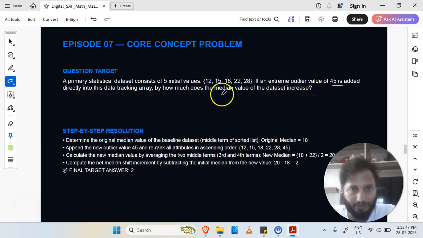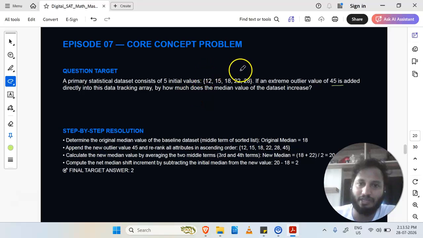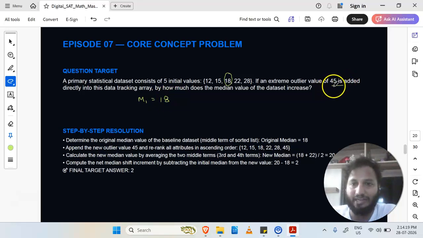First, we got to know what is the median. Median is the middle value of any data set. So how many values are there? Five values. So what is the middle value? 18. What do we do? We just put the entire array in order, let's say ascending order. This array is already in ascending order: 12, 15, 18, 22, 28. Now pick up the middle value, which is 18. So this will be the median. The median is 18 before adding this outlier.